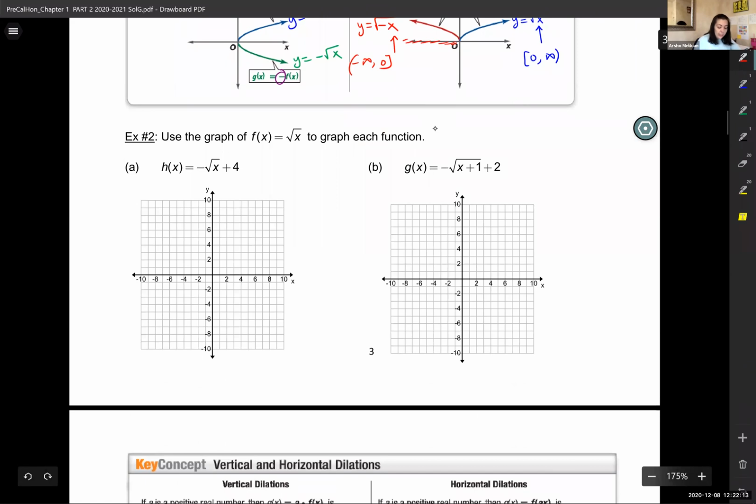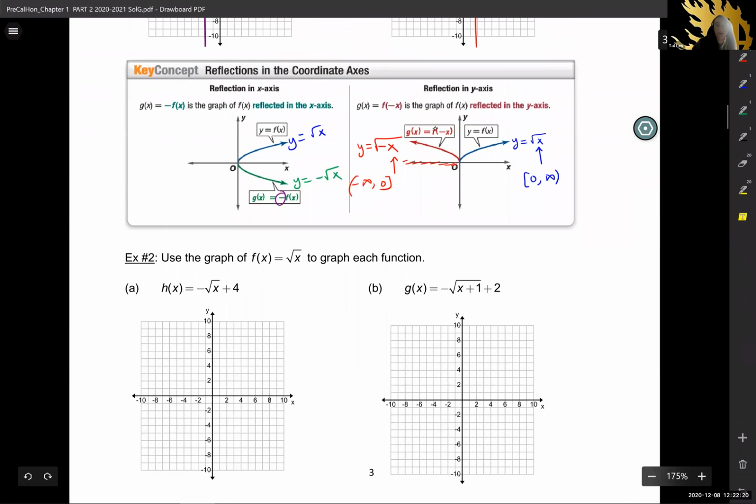Okay, let's graph some of these. Wait, wouldn't one of those zeros need to be a parenthesis, not a bracket? Oh, in this case, it's two different graphs drawn on one, so it's okay. It's not that one graph has two values. You see what I mean? Yeah.